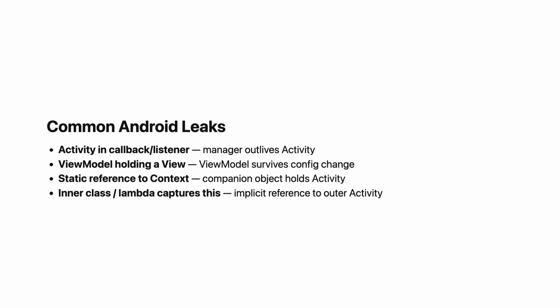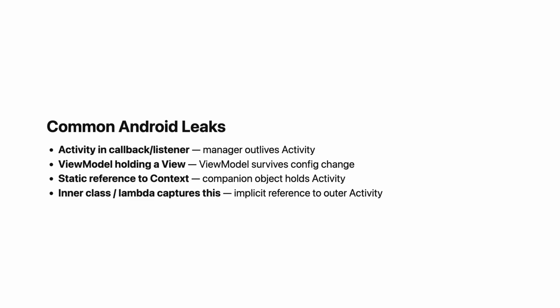Second, a view model holding a direct reference to a view or an activity. View models survive configuration changes. That is their whole purpose. But if a view model holds a reference to a view from the old activity, that old activity and all its views leak. This is why view models should never reference views, fragments, or activities directly.